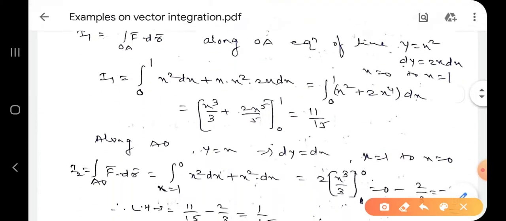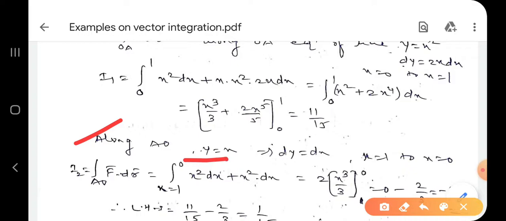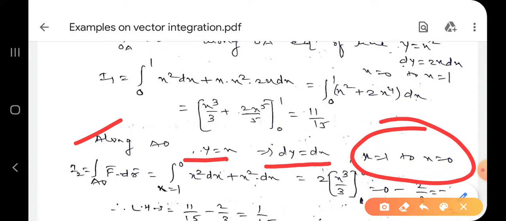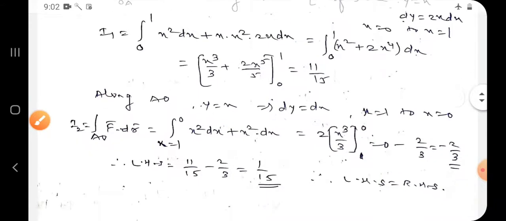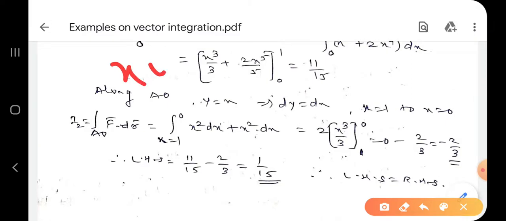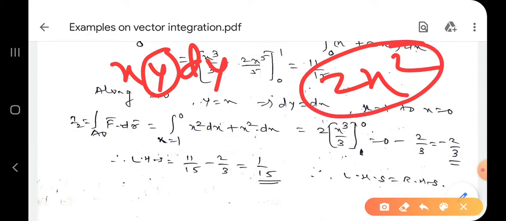Correct. Now along AO, I get y equal to x, dy equal to dx, and x from 1 to 0. Keep in mind, reverse order, 1 to 0. So here do the calculation: x square dx plus x square dx, because in xy dy, with y equal to x substituted, I get x square dx. So I get 2x square. Integration of 2x square is 2x cube by 3. So my answer is minus 2 by 3: upper limit minus lower limit, upper limit is 0 and lower limit is 1.